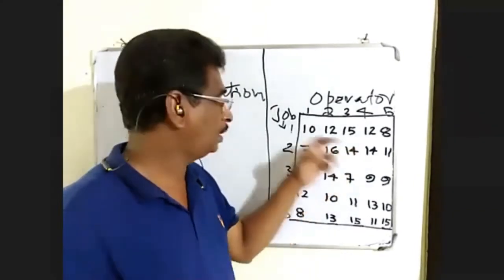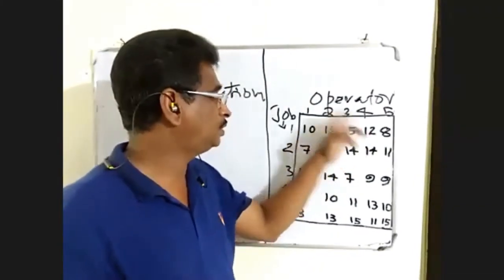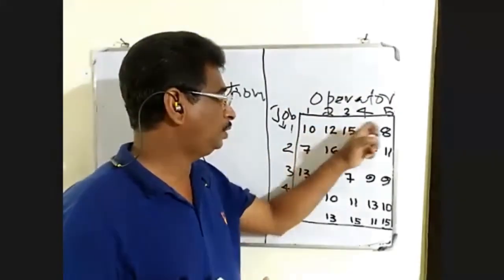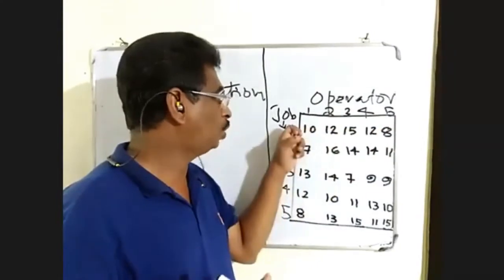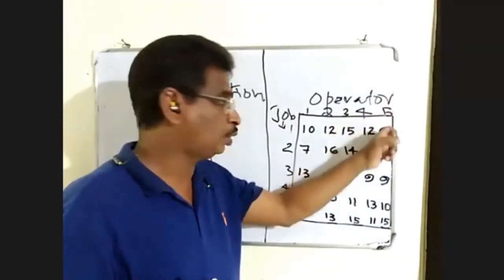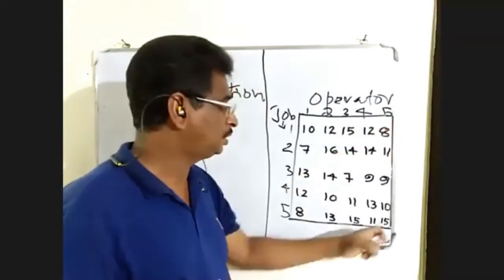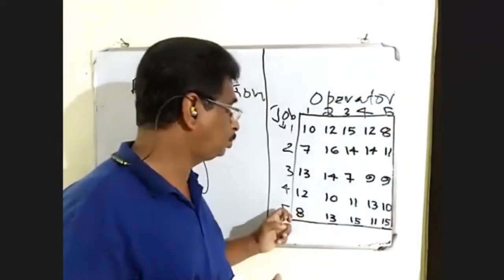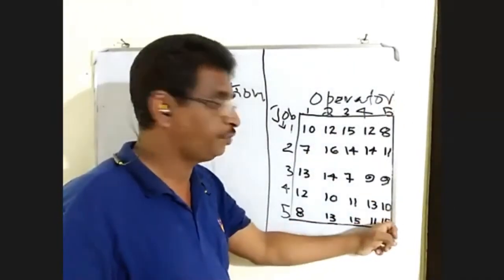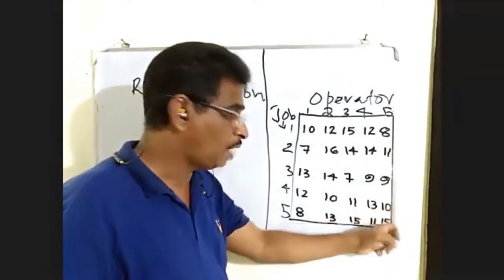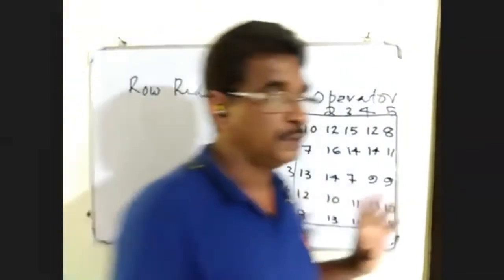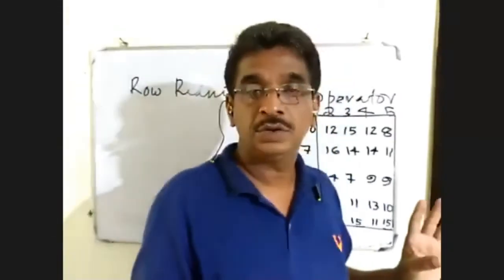Already copied. Okay. 10, 12, 50. This is operator, this is job. 10, 12, 50, 12, 8. 8 means the first job should be done by the fifth operator by the time 8 or at the cost 8. And this 15 means the fifth job should be done by the fifth operator at a cost of 15,000 rupees or 50 hours. Okay, this time is given. Now we are going to, am I audible?